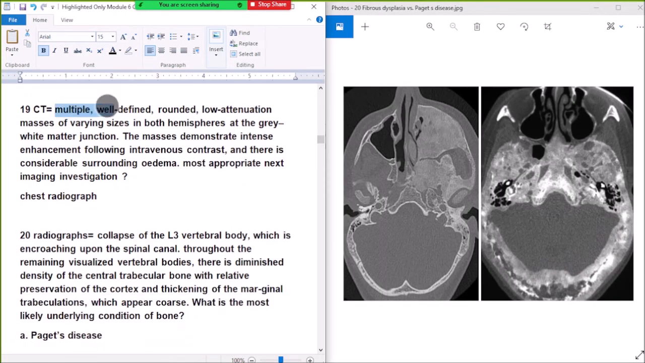Question 19. CT scan shows multiple well-defined rounded masses of varying sizes in both hemispheres at the gray-white matter junction. The masses demonstrate intense enhancement following intravenous contrast, and there is considerable surrounding edema. What is the most appropriate next imaging investigation? Just figure it out.